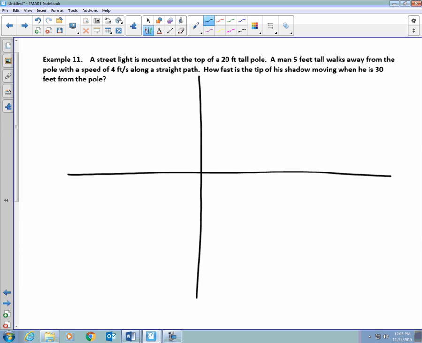All right. A street light is mounted on top of a 20-foot tall pole. I was going to say, why don't you guys come up and draw it? All right. So then we got a man walking. He's 5 feet tall, walks away from the pole at a speed of 4 feet per second along a straight path. How fast is the tip of his shadow moving when he's 30 feet from the pole?